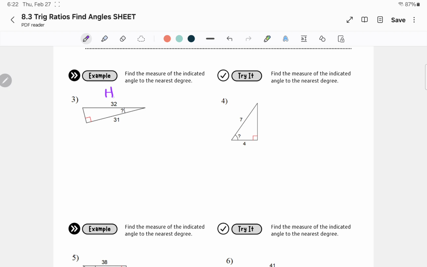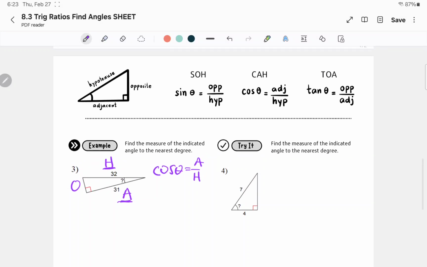So this is hypotenuse, across here is opposite, next to it is adjacent. See how this one, they're giving us h and a. So I'm going to be using a different function. That's all. I'm going to be using cosine. And how do we know it's cosine? Because we look up here, which one has a and h in it? That's the c, that's cosine.